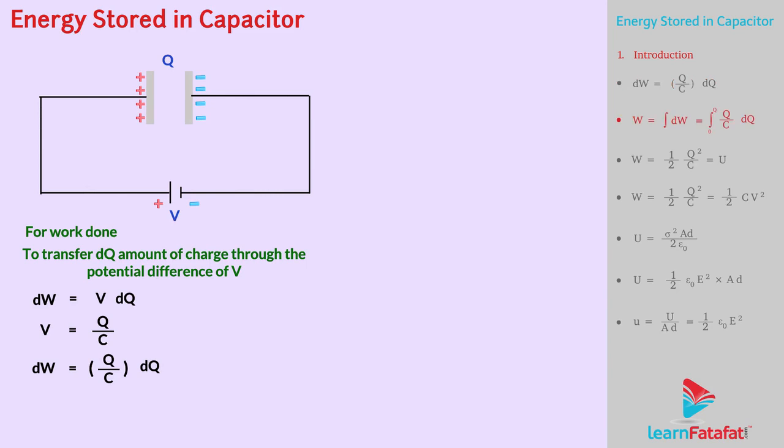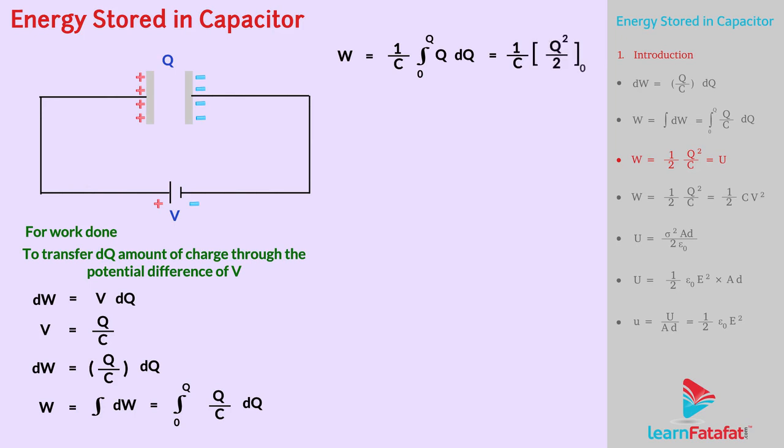Total work done to transfer total charge Q is W equals integrating dW, which equals integrating Q by C dQ from 0 to Q. That is, W equals 1 by C integrating Q dQ from 0 to Q, which equals 1 by C into bracket Q square by 2 from 0 to Q. Therefore, W equals 1 by 2 Q square by C, which is equal to U. Let's call this equation number 1.